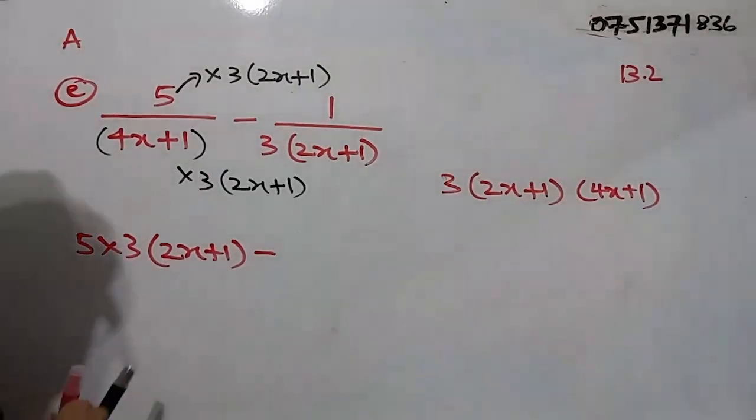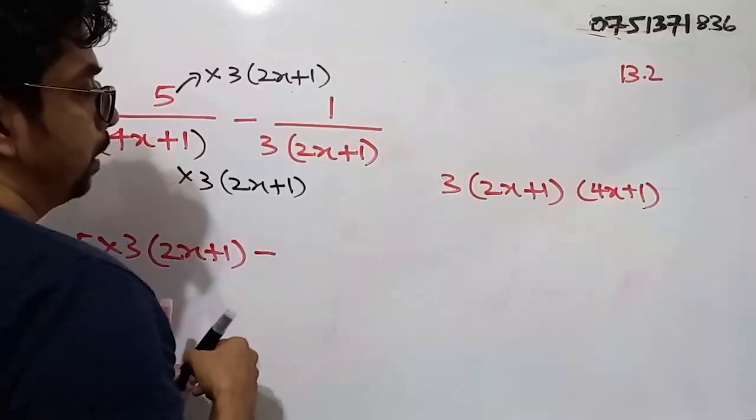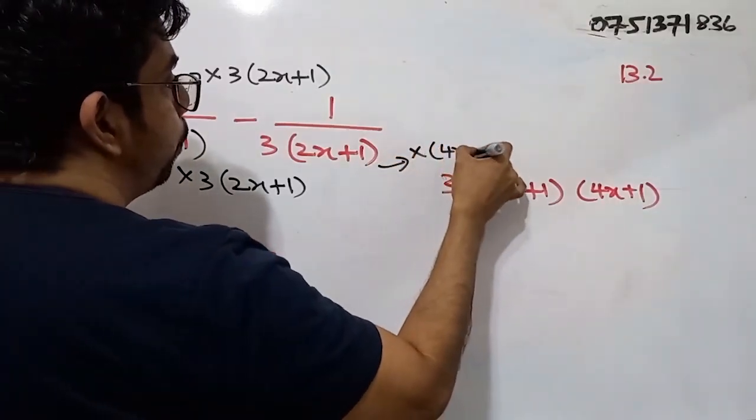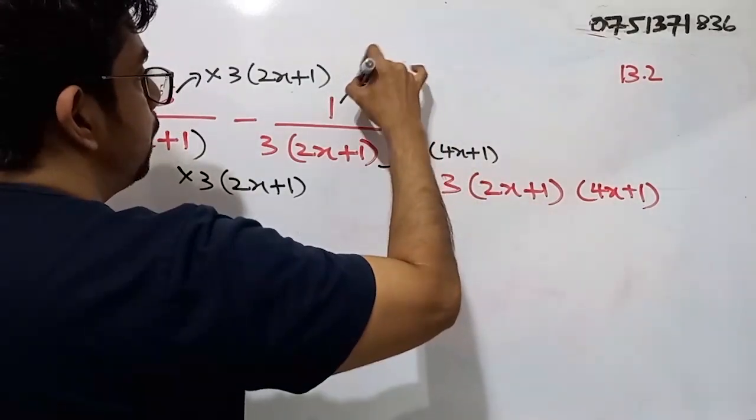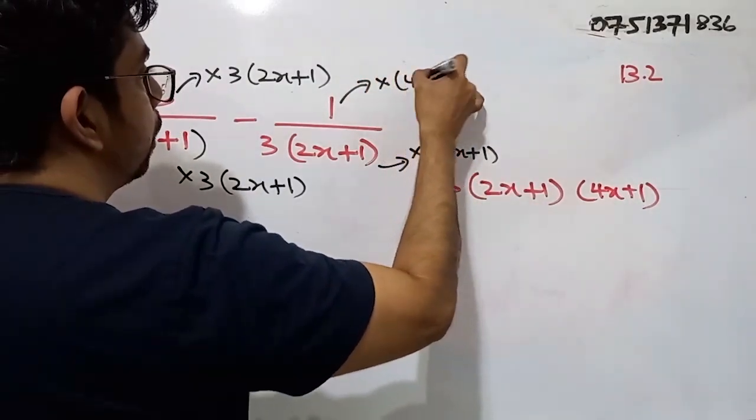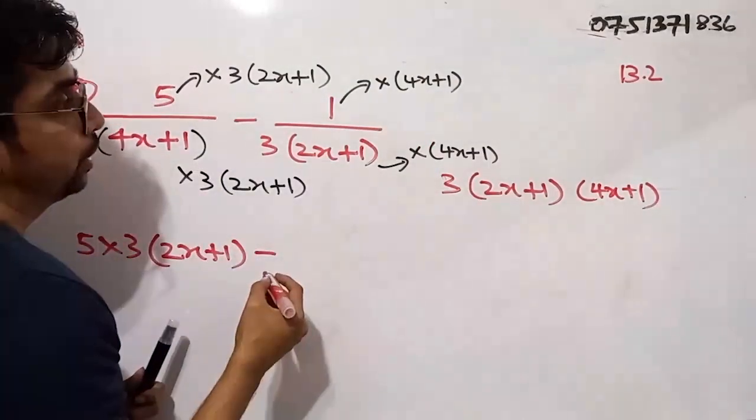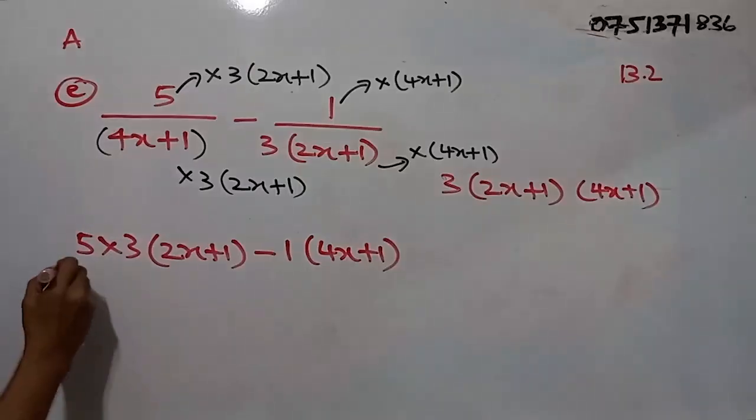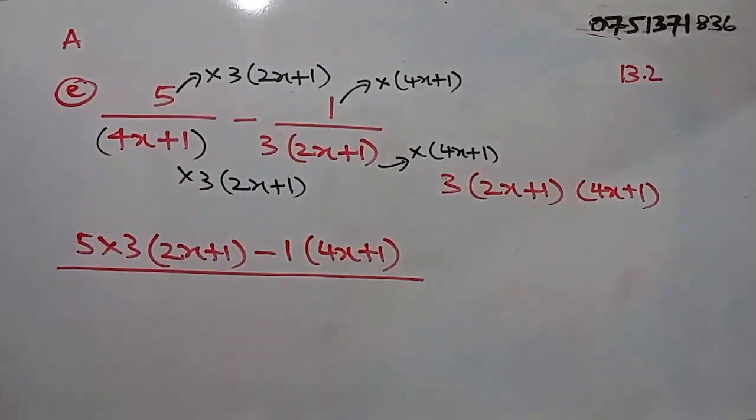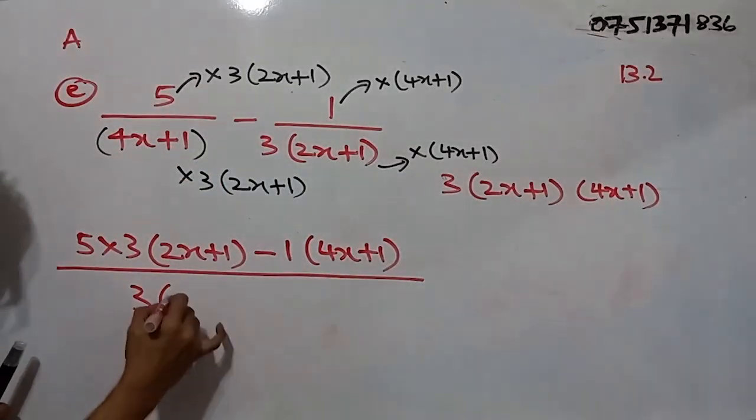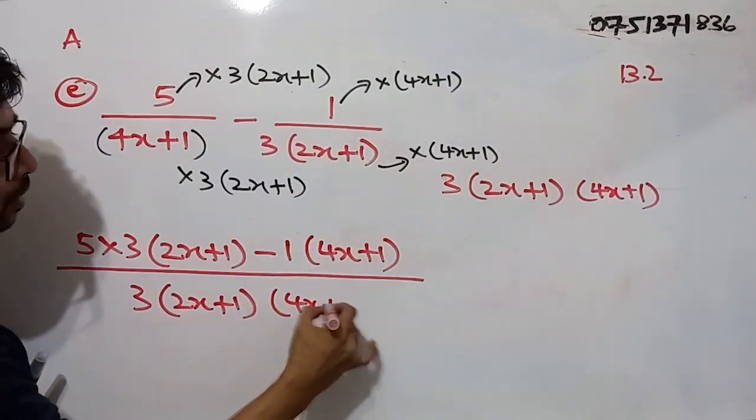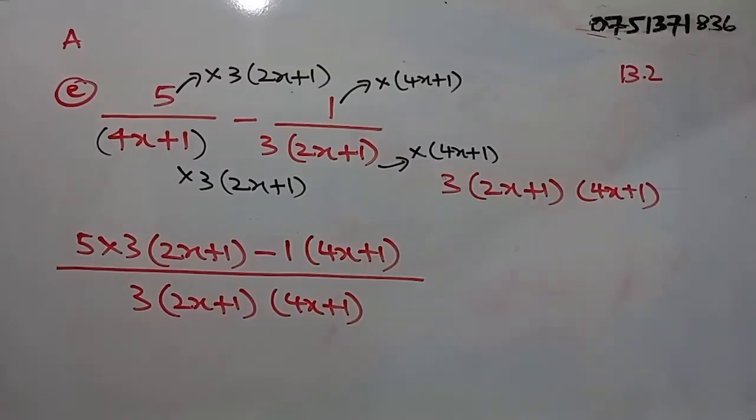Okay. So the next one, we have 3 and 2x plus 1. So we need to multiply this by what? We need to multiply this by 4x plus 1, right? That means we need to multiply this also by what? 4x plus 1. Right. So this will be 1 into 4x plus 1. Okay. Now the entire expression needs to be divided by what? 3 into 2x plus 1, then 4x plus 1. Right. So now we have to do some simplifications here.